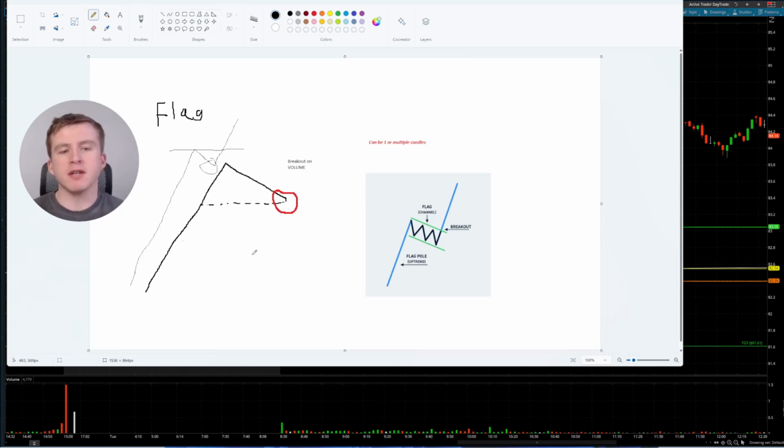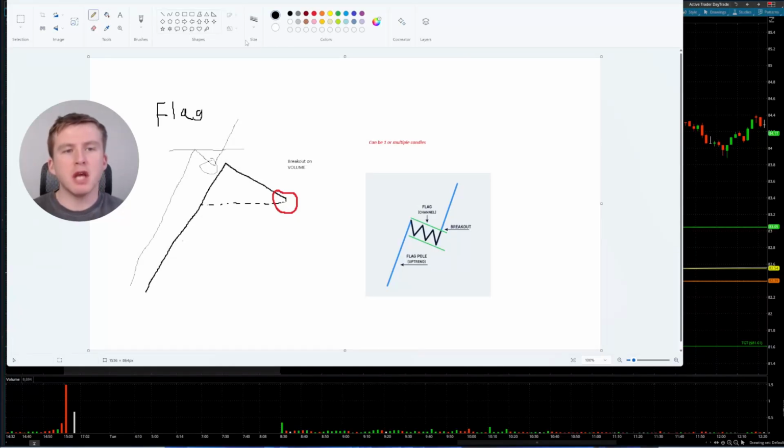Why they're so powerful is you can get oftentimes a very good R, at least into high of day and then into that continuation, and you have a clear defined stop loss. So you know exactly where your trade is going to be wrong, which is why many people enjoy trading them.